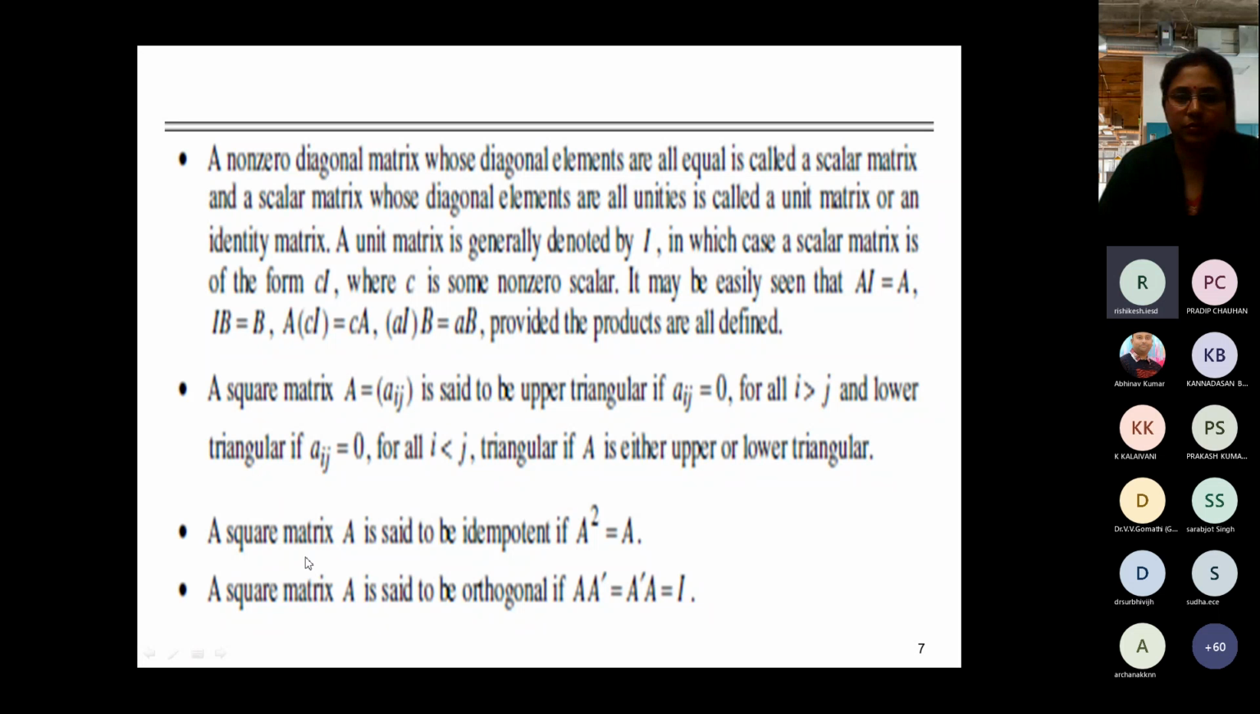A square matrix capital A is said to be idempotent if A square equals A, meaning if we square the matrix and we get the same matrix, then it is said to be idempotent. A square matrix capital A is said to be orthogonal if we multiply the matrix by its transpose, and the transpose by the matrix, and we get the identity matrix, then it is said to be orthogonal.